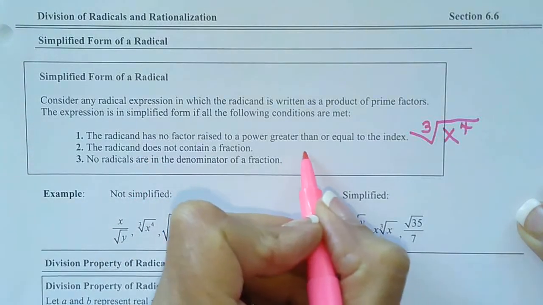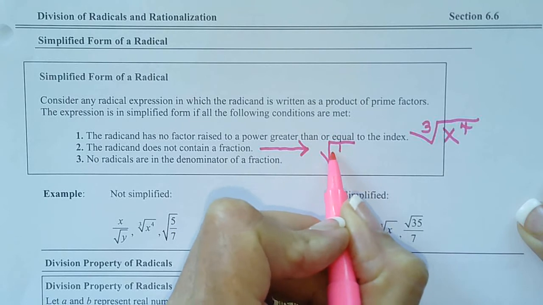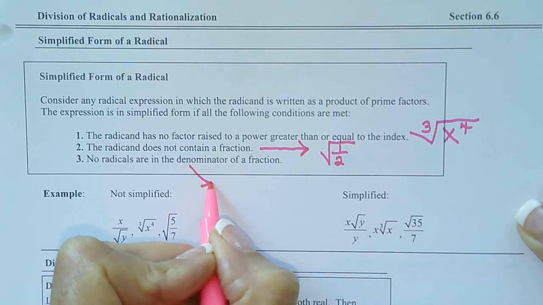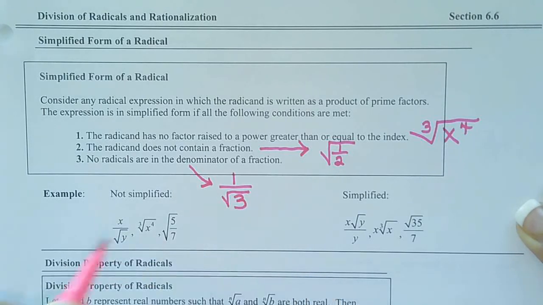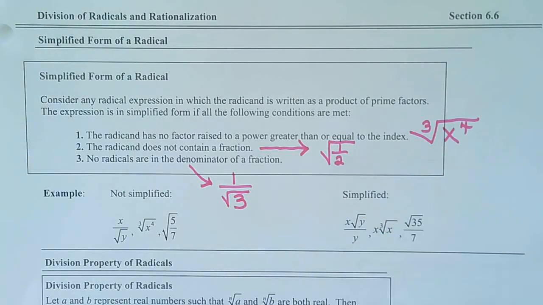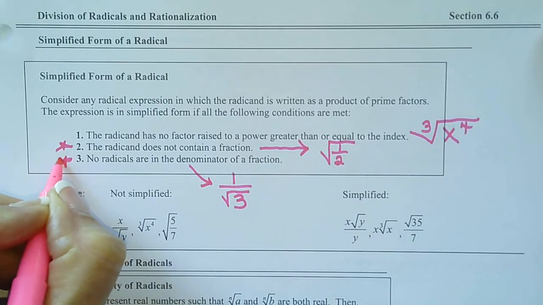The radicand does not contain a fraction. So this would not be simplified if you have a fraction under the radical. And third, we can't have a radical in the denominator. So those are the 3 things that tell you you are not done. It is not simplified. So power is greater than the index, a fraction under the radical, or a radical in the denominator. And these are the 2 that we're going to address in this section.